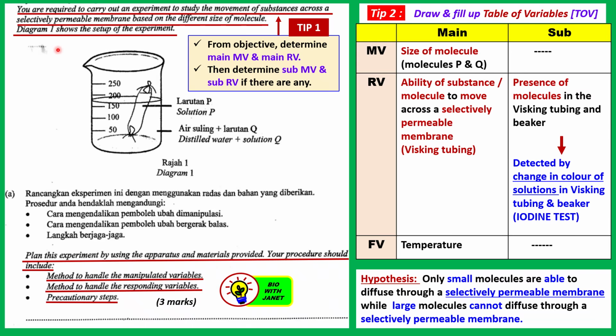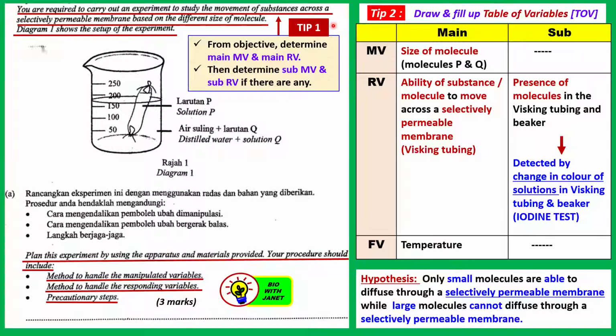Right, so here are some tips on how you can get started. Firstly, let's look at the question. You are required to carry out an experiment to study the movement of substances across a selectively permeable membrane based on the different sizes of molecules. And diagram 1 shows the setup of the experiment. Okay, so as you can see here, there is a Visking tubing, and this is actually the selectively permeable membrane, right? And then you have two solutions, solution P inside the Visking tubing and solution Q with the distilled water outside here. All right, so you are not told how many ml or cm cube of the solution P and Q to use. You have to determine it yourself.